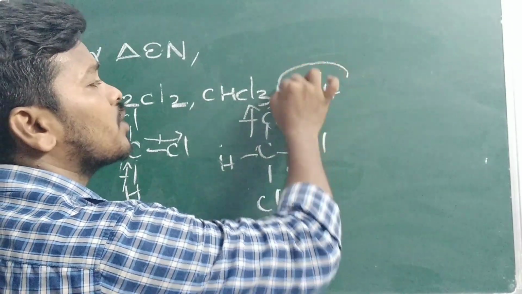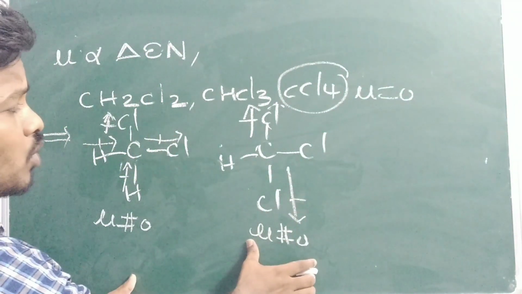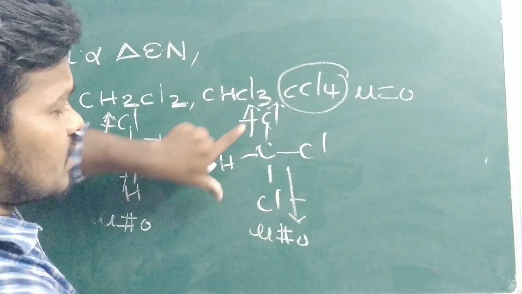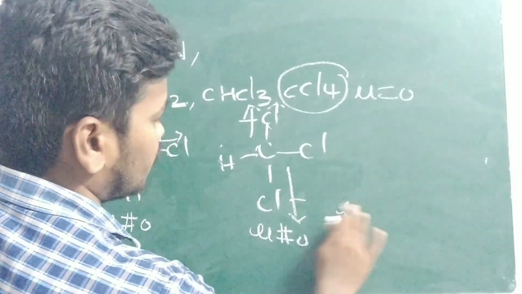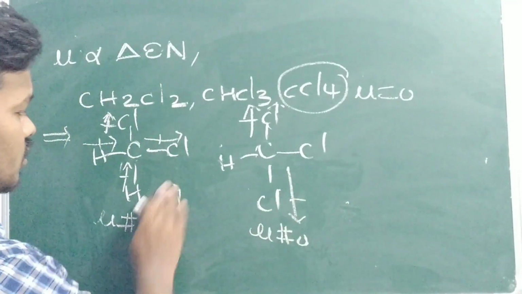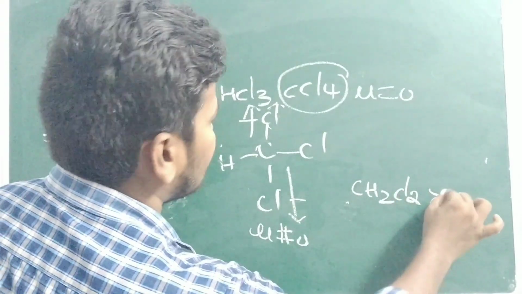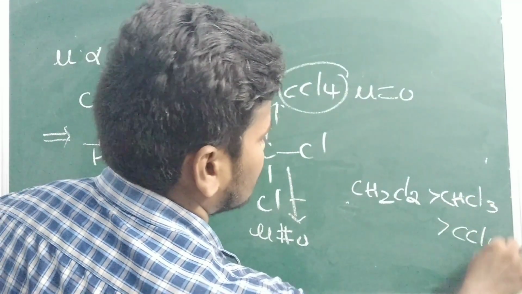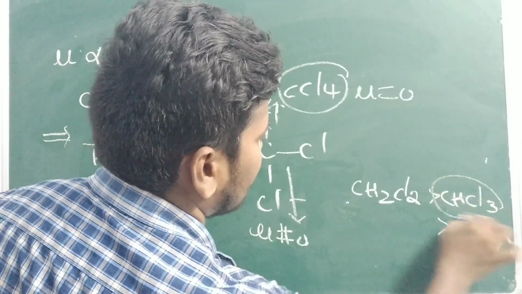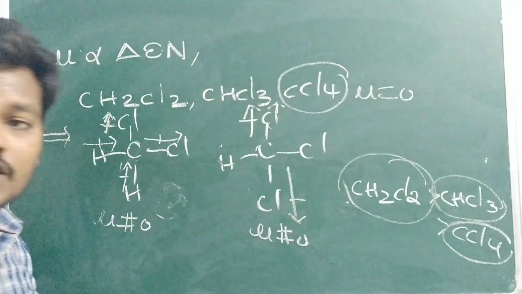I said that for a homoatomic molecule mu is equal to 0. So in these two, which has the more dipole moment? Of course, here it has the less dipole moment because opposite directions will cancel the dipole moment. So CH2Cl2 has the most dipole moment, followed by CHCl3 and CCl4. CCl4 has the least dipole moment, and CHCl3 has more than CCl4. The highest dipole moment is CH2Cl2. Two steps we have covered.